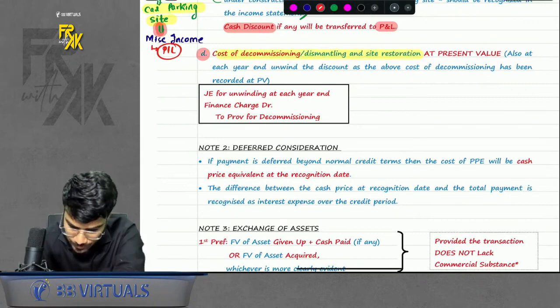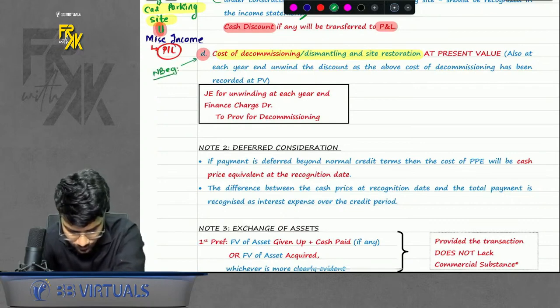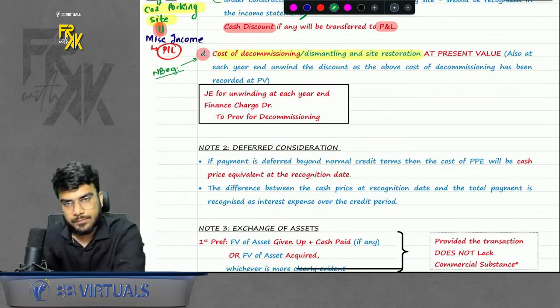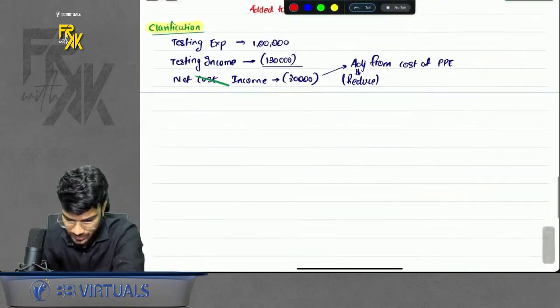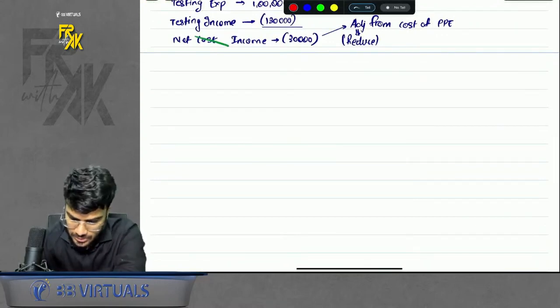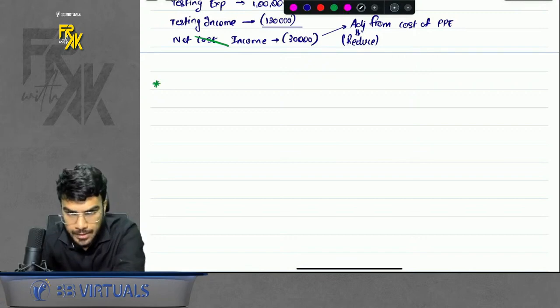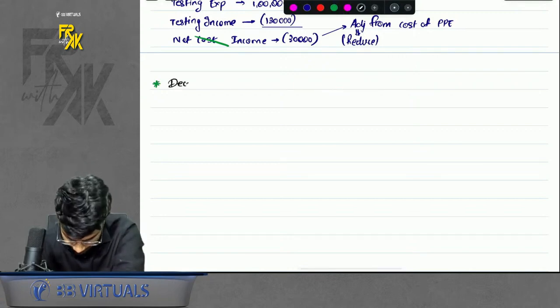So what we will do is, we will take one example. So write it down. We will discuss one example in the notebook. Okay. So let's open the notebook and discuss one example here. Just give the heading. Decommissioning.